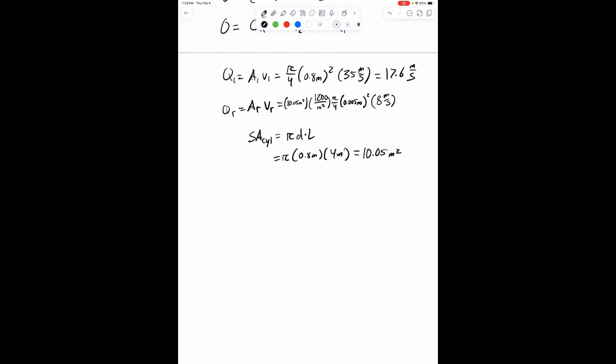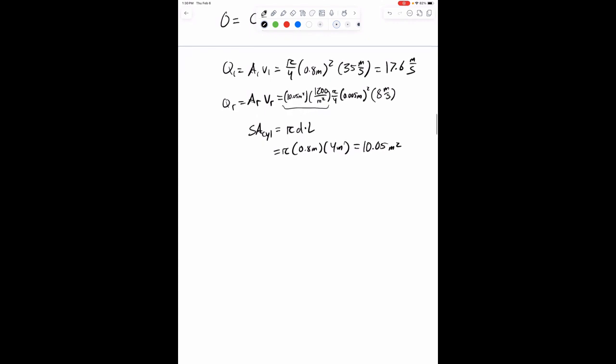So it got a little messy, but we can still do the math. This term is just based on the amount of holes that exist. Okay. Therefore, QR is equal to 1.89, or just 1.9 cubic meters per second. That's your volumetric flow rate due to suction out the holes in the test section.